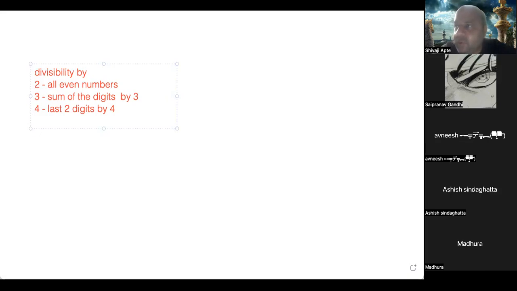The only thing is that something into 10 may or may not be divisible. For example, 3 into 10, 30, is not divisible by 4. So 10 into something plus the units place, that you have to add and then check.